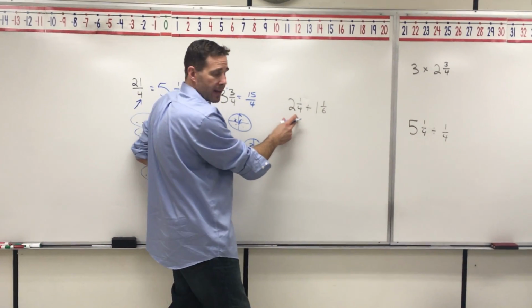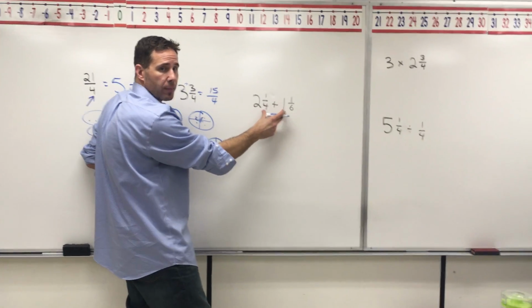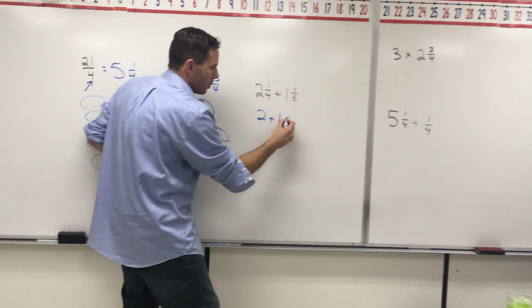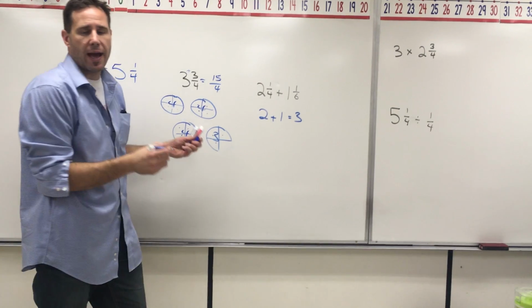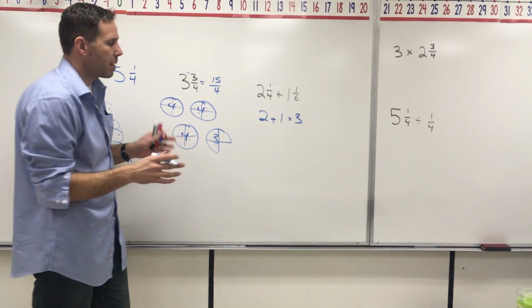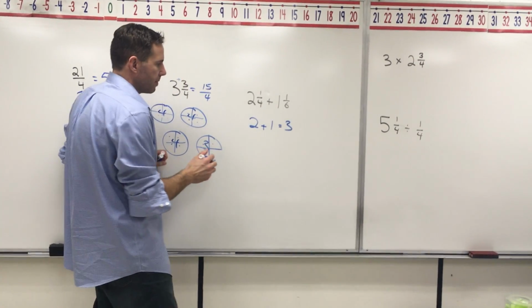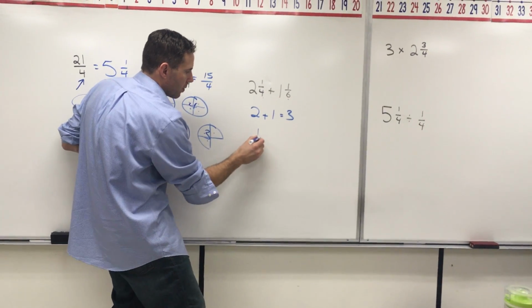Going over here, adding these ones, I'm just going to add the whole numbers first. 2 plus 1 is 3. So I know my answer has to be bigger than 3. Maybe it'll be 4, shouldn't be 5. I'm going to add my fractions now.